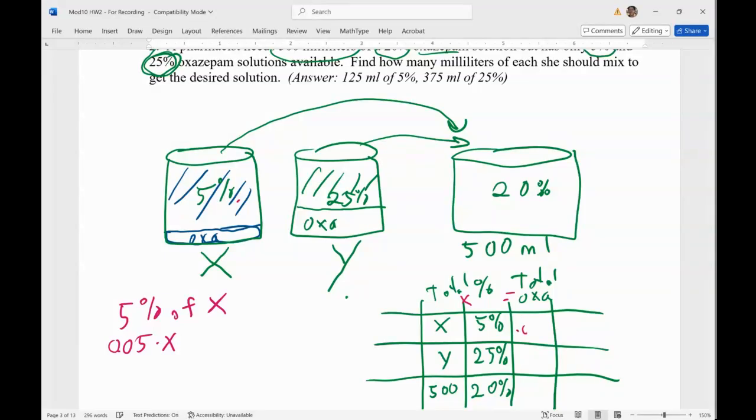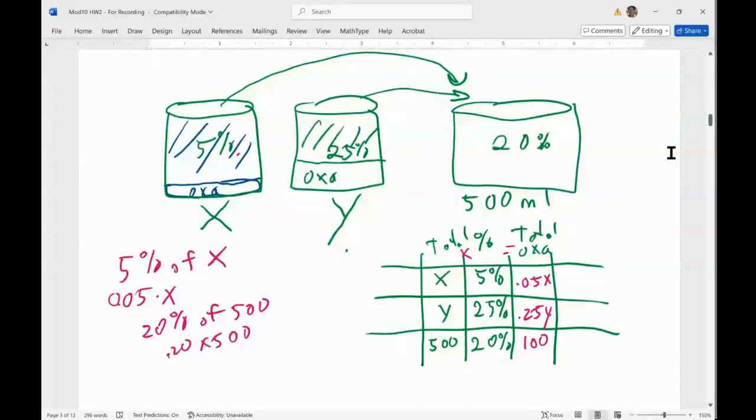So this becomes 0.05x. By the same reasoning, this becomes 0.25y. And my last spot right here, that is 20% of 500. Again, you're just multiplying the two other numbers in the row. So that's 0.20 times 500. And if you do the math, that is 100.